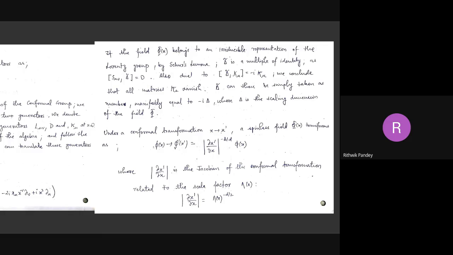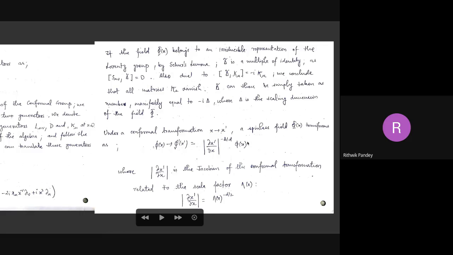So now we want to know how the field transforms. If we want to do any physics, we should know how a field transforms under a conformal transformation. So under a conformal transformation, x to x prime, we are taking a spinless field here for simplicity. A spinless field phi(x) transforms in the following manner.